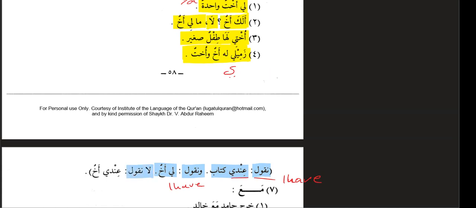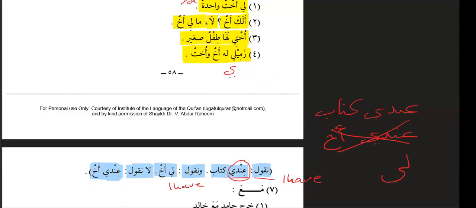لا نقول, we don't say, عندي أخ. We don't use the word عندي for humans. We say li. So we say, for example, عندي كتاب, I have a book. عندي أخ, I have a brother? No, we can't say that. We say li أخ. So we use li for humans, and عندي for objects. So we cannot use li for kitab as well. No, we can't say li kitabun. We say عندي just for objects, and li just for humans. Okay.